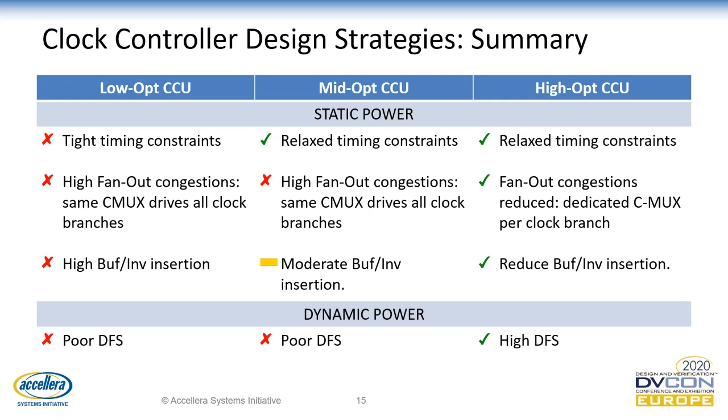On the I-opt, all these things get improved, and of course we're going to have all the clocks asynchronous, so we expect a reduction in the buffer insertion, and also the fan out of each is reduced, because we have one dedicated clock multiplexer per clock branch. And the DFS is higher, of course, because we have a dedicated CMUX per clock branch.